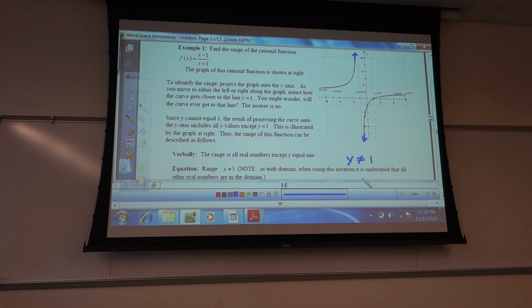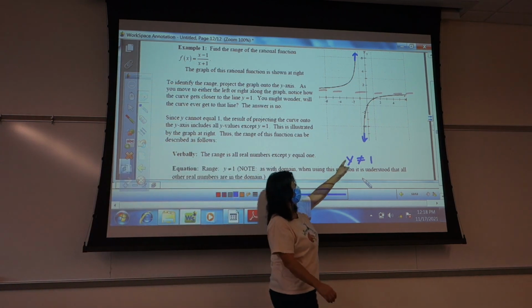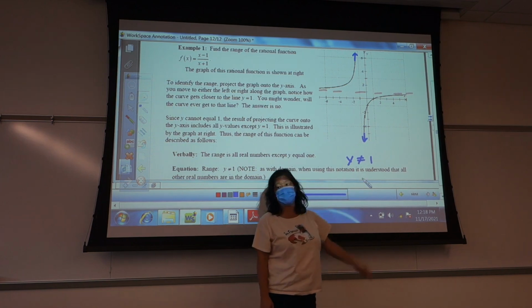And the same with the domain. This means it can be everything else, any other real number except for 1.